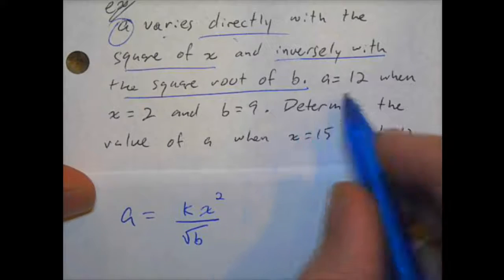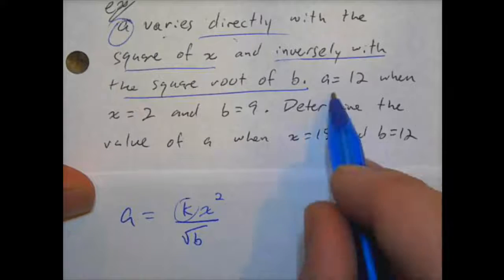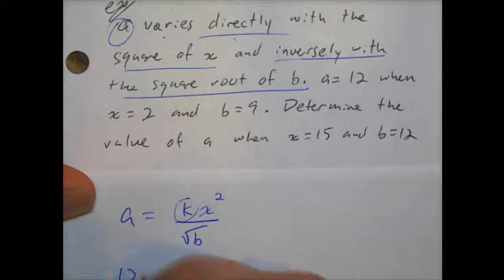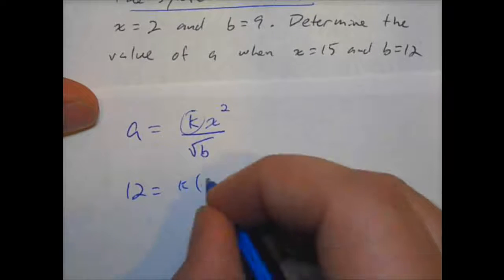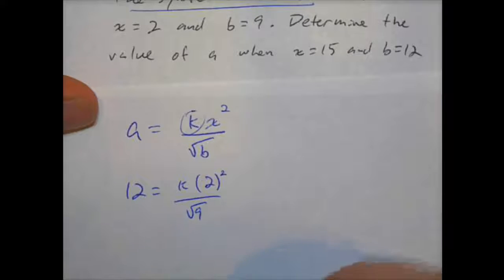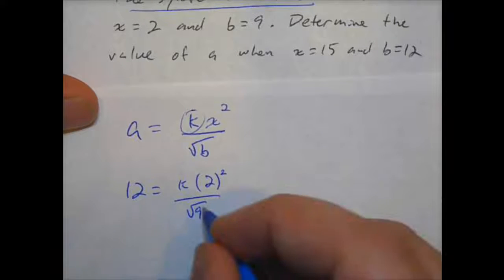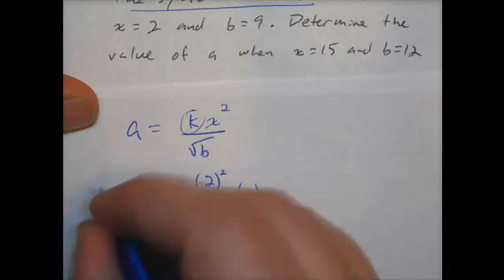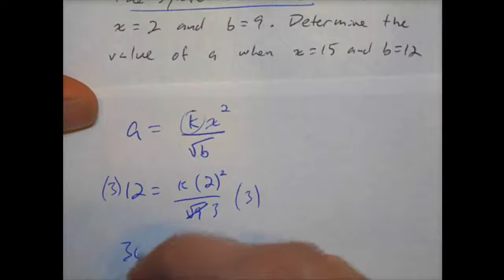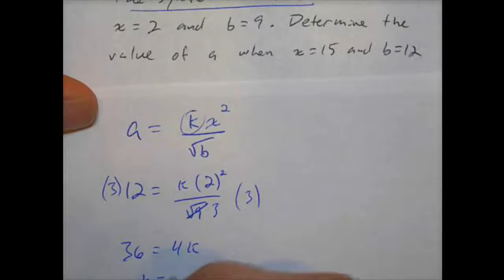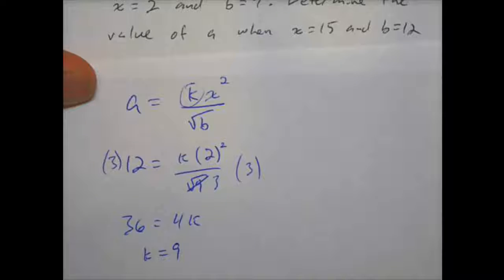And then it goes on, and we can find k by using a is 12 when x is 2 and b is 9. So I have 12 equals k times 2 squared divided by the square root of 9. In solving this, the square root of 9 is 3. So if I multiply by 3 on both sides, then I have 36 equals k times 2 squared, which is 4k. So that means k is 9 when you divide by 4 on both sides.